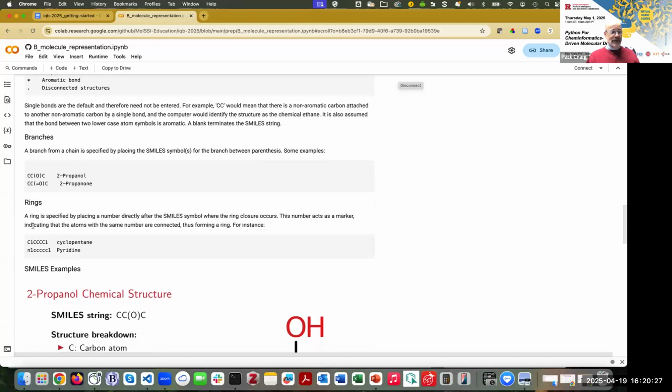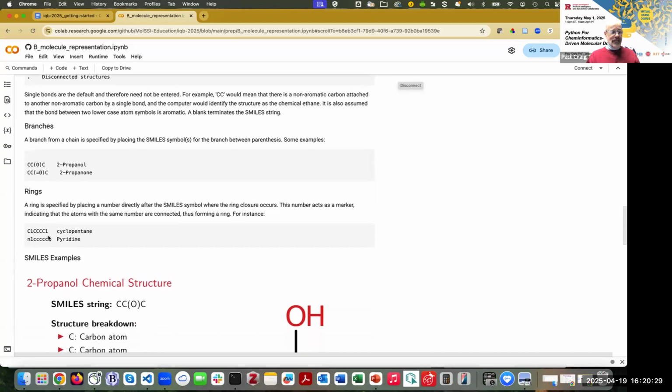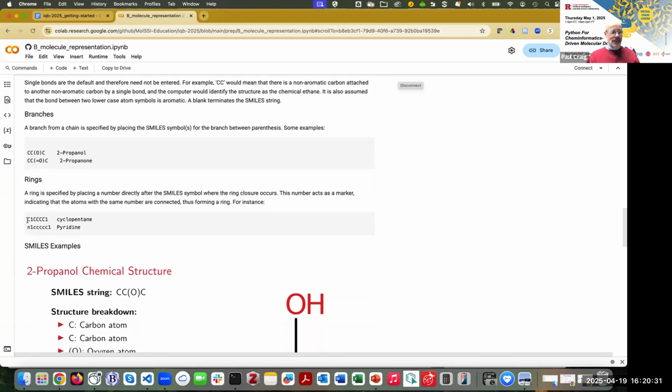And then finally, we represent rings by taking the first element in the ring and giving it a number. So C1CCCC1 is cyclopentane. There are actually five carbons there. It tells us that the C1 here connects to the other C1. Pyridine here is shown starting with n1. Notice these are all lowercase. And so n1 connects to c1 to form an aromatic ring.